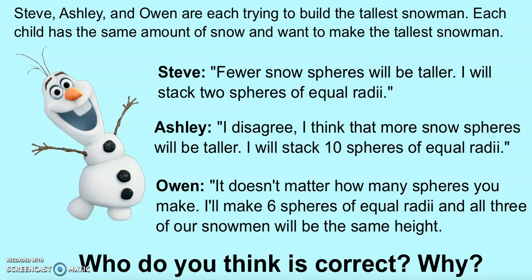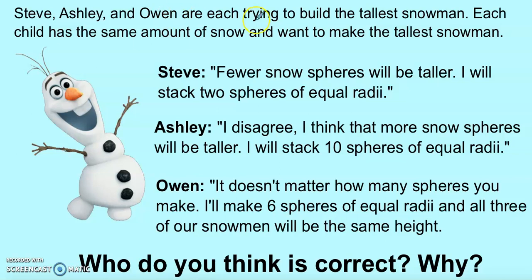And if I just do two, that'll make the tallest one. And Ashley said, no, no, no, no. You want to make as many spheres as possible to make it taller? And she said she'd stack up 10. And then Owen was like, yeah, okay, you guys are both wrong. It doesn't matter. I can do as many as I want as long as I'm using the same amount of snow to make the same height snowmen. So I don't know if you spent much time thinking about this. I kind of hope you did. Do you know who's correct?